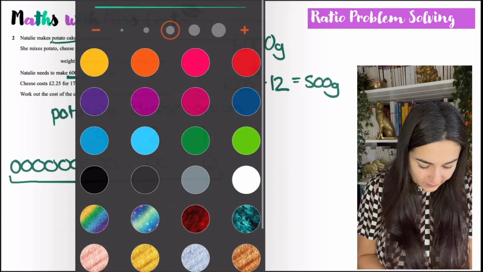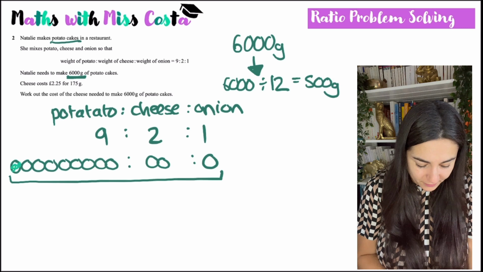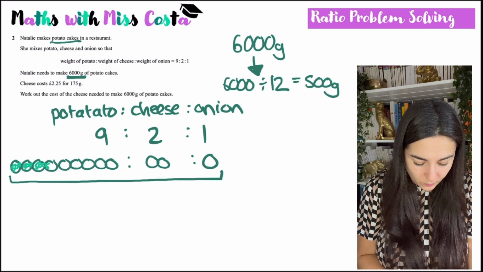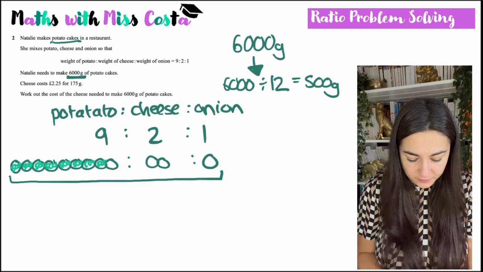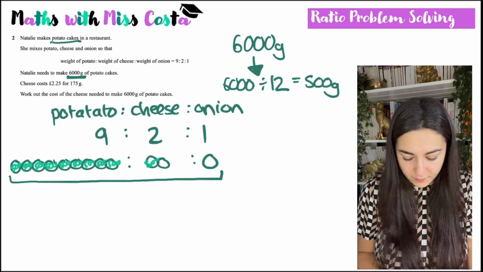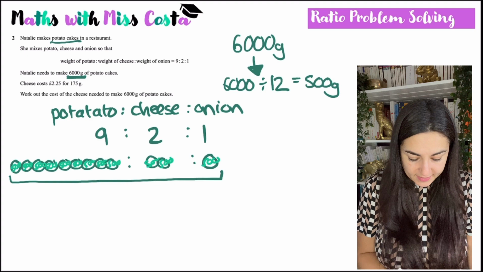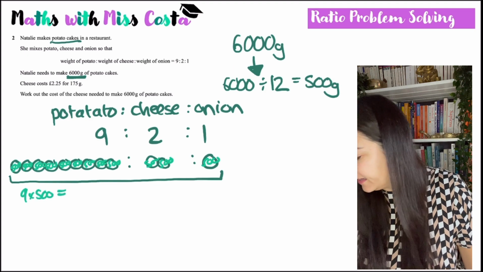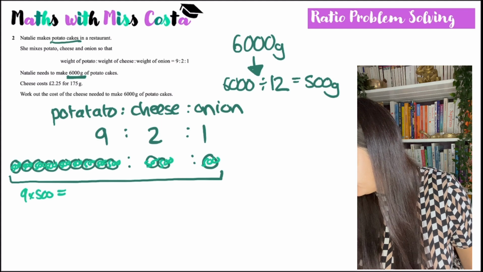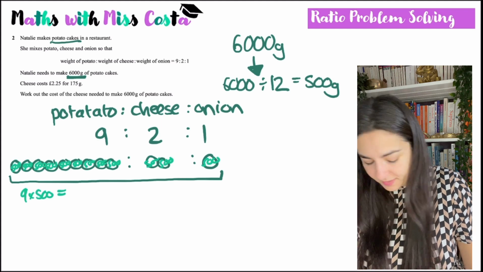So what I can do is write 500, 500, 500 in each little part to show what it represents, and therefore work out the total amount of ingredients needed. So here I do 9 times 500, which should be 4,500.